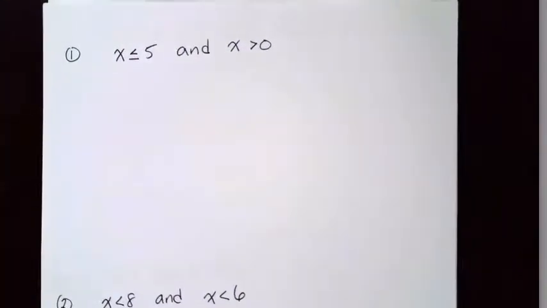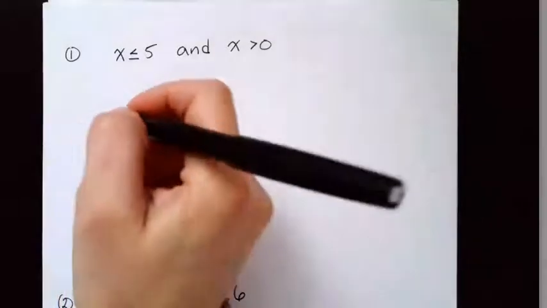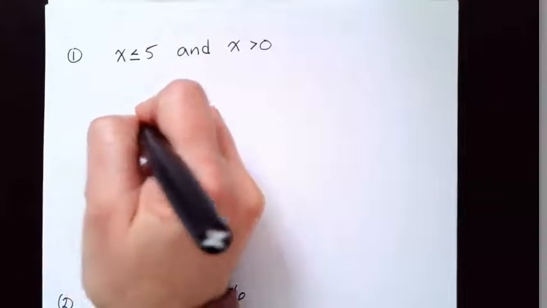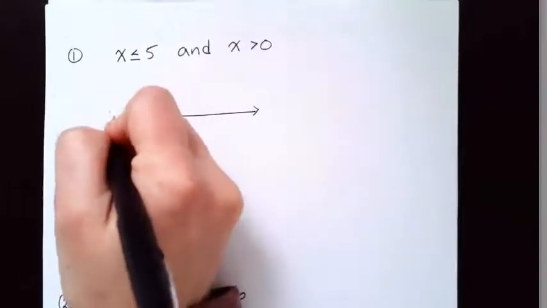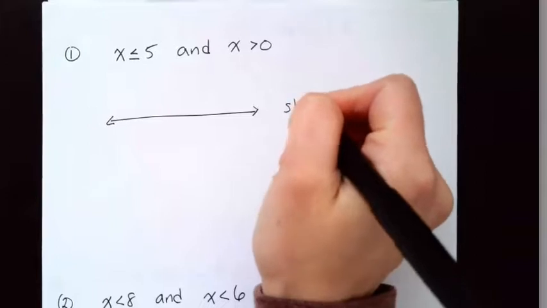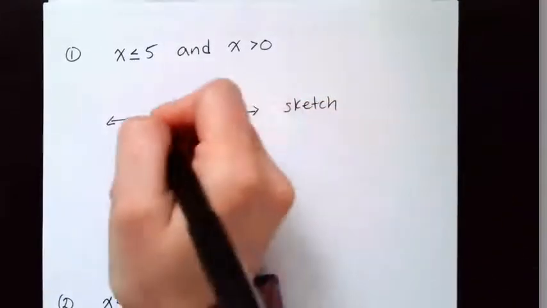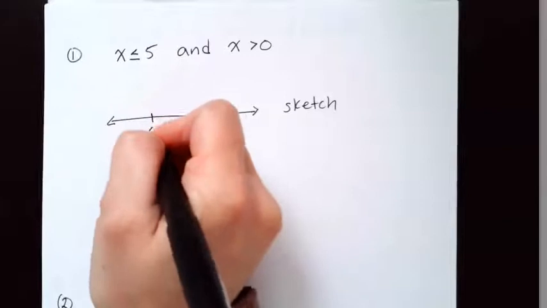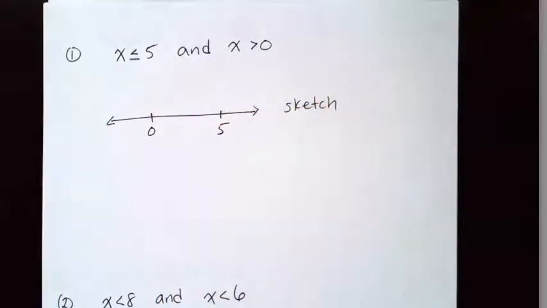All right, so the first example was x is less than or equal to 5 and x is greater than 0. We're going to do this graph in two stages. We're going to make a sketch graph first, and then we're going to draw the actual graph. This first number line is just our sketch. The two numbers are 0 and 5. I'm going to draw both of these inequalities on the same number line. I want to focus on where they overlap each other.